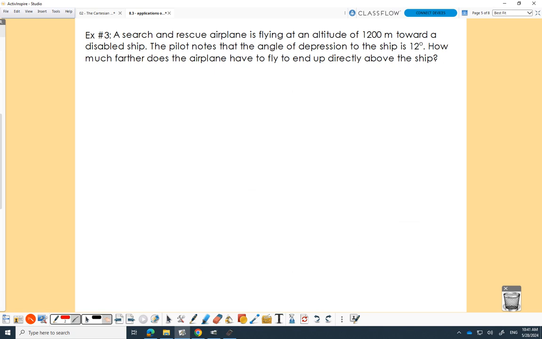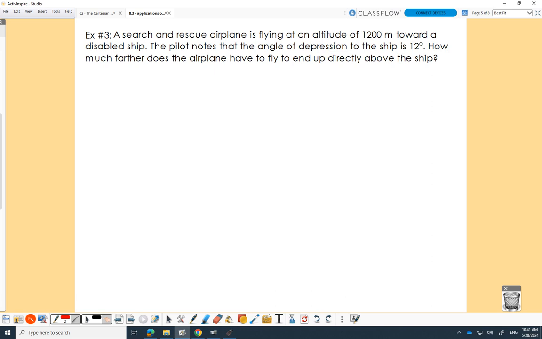A search and rescue airplane is flying at an altitude of 1,200 meters towards a disabled ship. The pilot notes the angle of depression of the ship is 12 degrees. How much farther does the airplane have to fly to end up directly above the ship to make the save? Yes? This stuff really matters, actually. You can imagine submarines and airplanes and everything flying around is really going to care about this.